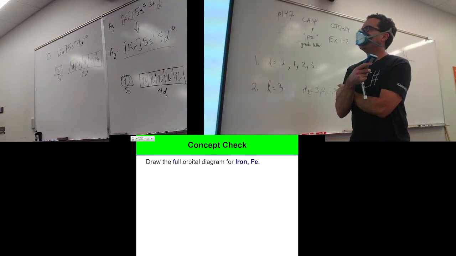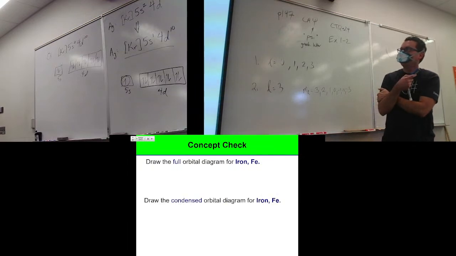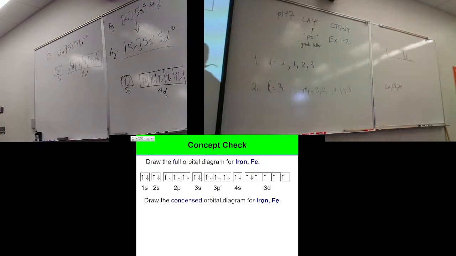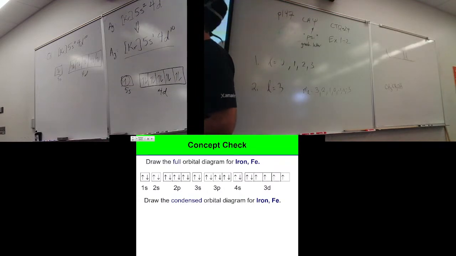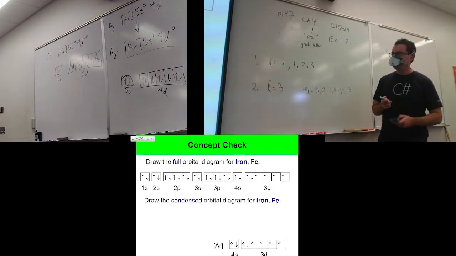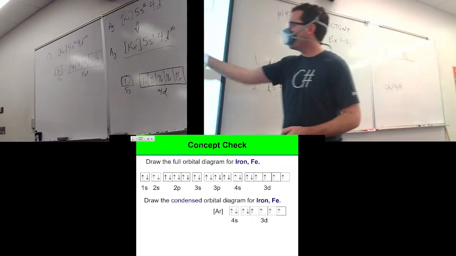So if you had to draw the full orbital diagram for iron, you could start with an electron configuration if you want, but you need to be able to draw it out as well. So here is the full orbital diagram for iron. 1s2, 2s2, 2p6, 3s2, 3p6, 4s2, and then if you count over for iron, there's 6 electrons in the 3d. So you would do 1, 2, 3, 4, 5, and then the 6th one you'd pair up, because d orbitals come in sets of 5. And once you've done that, I think the condensed diagram is so much easier. It's argon, 4s2, 3d6.